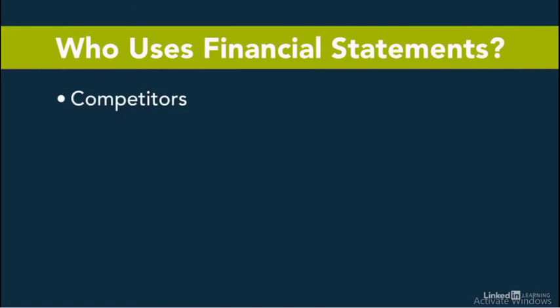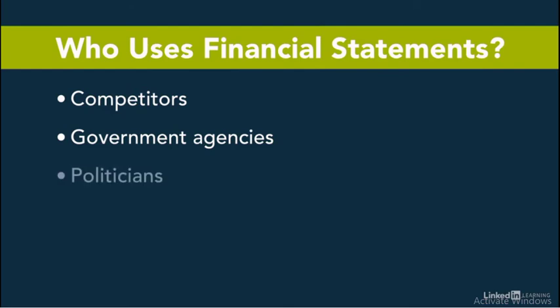Now, competitors also use a company's financial statements. Do you think Coke wants to see the financial accounting reports of Pepsi? Of course they do. Do you think Walmart wants to see the financial accounting reports of Target? Competitors can use a company's financial statements to see its strengths and its weaknesses. Government agencies are also users of financial accounting reports. Banks, insurance companies, public utilities are regulated by the government. Accordingly, companies in these industries must provide financial accounting reports to the relevant government agencies.